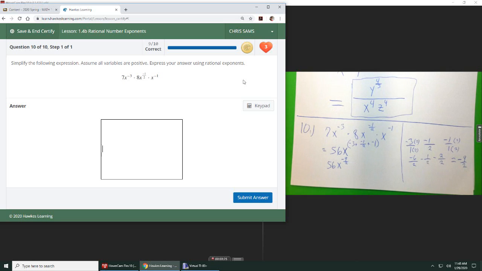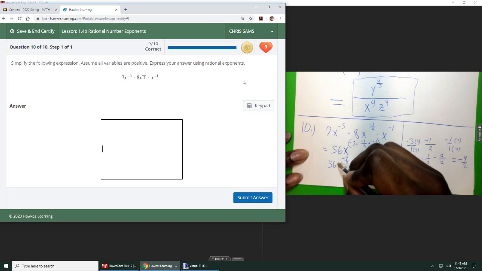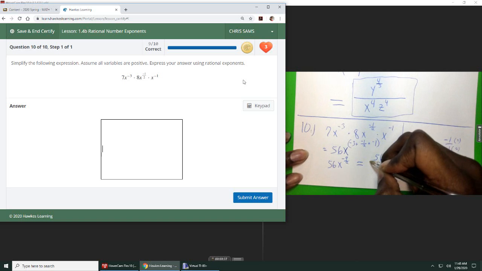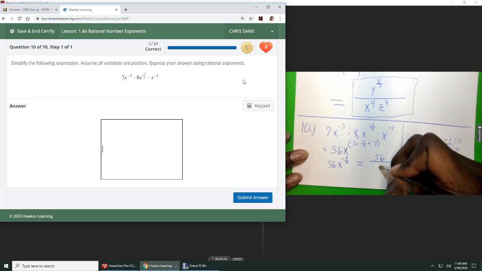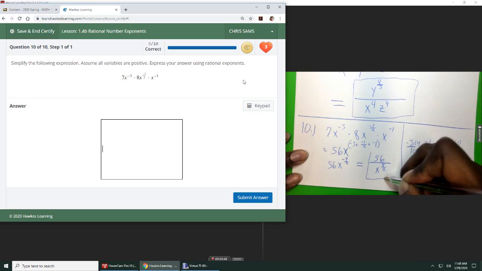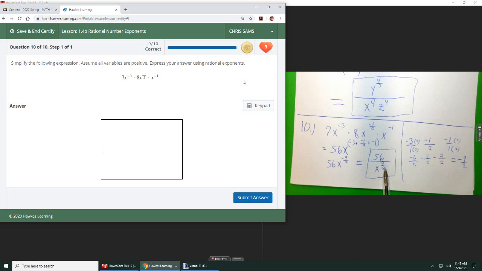Now, we want to end with positive exponents. This is negative, so to make it positive, we have to move it to the bottom. So the 56 is not affected. 56 will stay. On the bottom, the x will go down, and its exponent, 9 over 2, will go with it, and now it becomes positive. So this expression simplified with positive exponents and rational exponents is 56 divided by x to the 9/2 power.